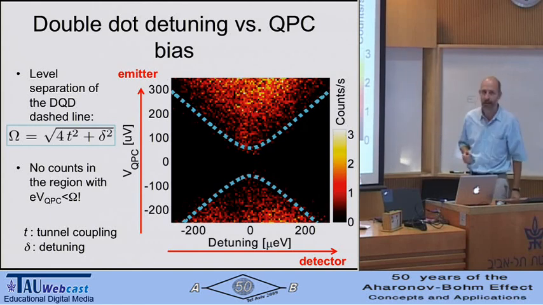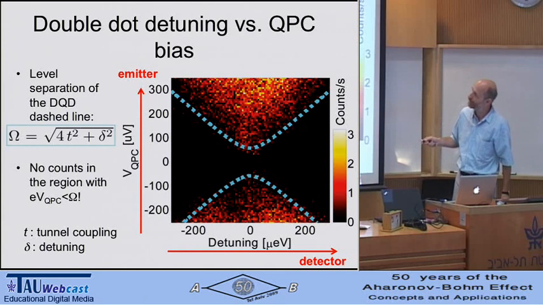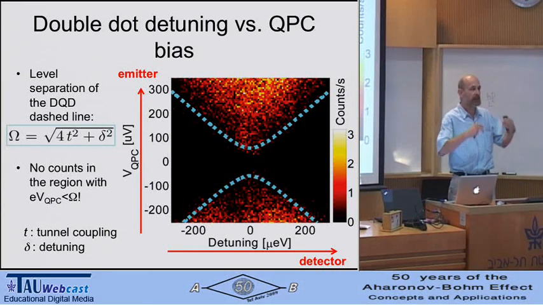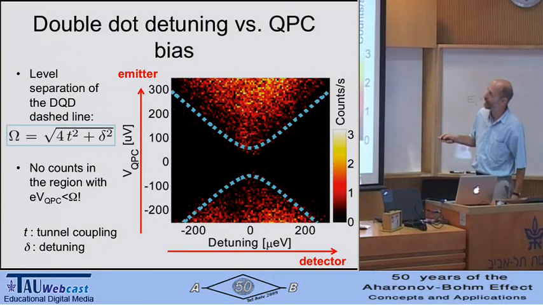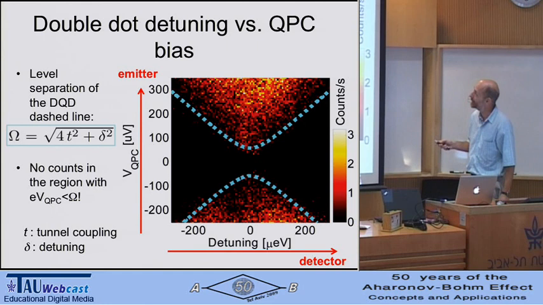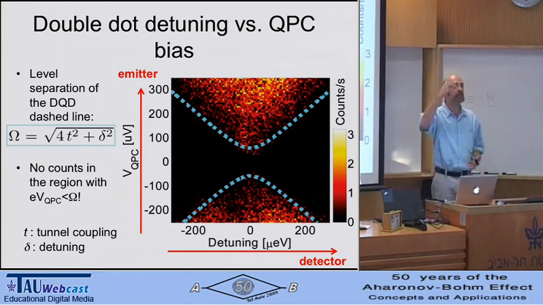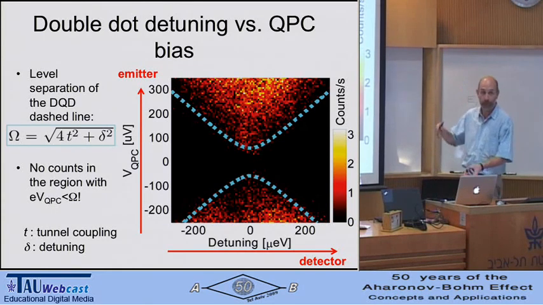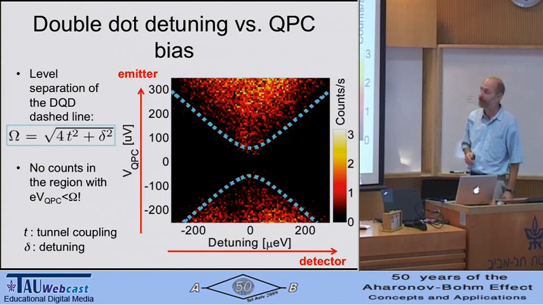So the blue dashed line is simply calculated by a simple quantum mechanical model, where T is the tunnel splitting, which is known from other experiments, and delta is the difference in the level separation between the right and the left quantum dot. So this omega here is the blue dashed line. You can very nicely explain the data over here with the simple model. You can also quantitatively understand how the count rate increases as you increase the bias voltage across the tunnel barrier.